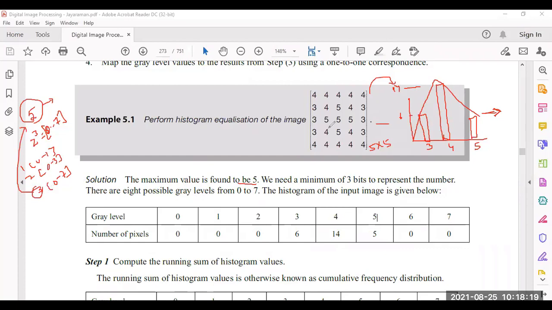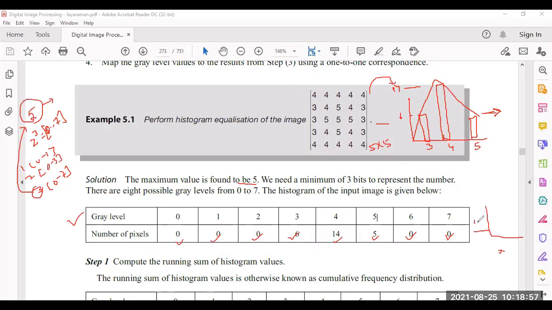Now if I represent the histogram, this is your histogram representation. I divided the grayscale levels, which are 0 to 7, and we assigned the number of pixels. देखो 0 to 7 हो गया आपका grayscale level, और number of pixel हम लोगों ने assign कर दिया. पर 0 के लिए कुछ भी नहीं है, इसलिए 0 लिखा है. Then 1 के लिए कुछ भी नहीं है, इसलिए 0. 2 के लिए भी नहीं है, 0. For 3, how many times are there 3s? 6 times. How many 4s? 14 times. How many 5s? 5 times. 6 कितने बार है? 0 times. 7 कितने बार है? 0 times.